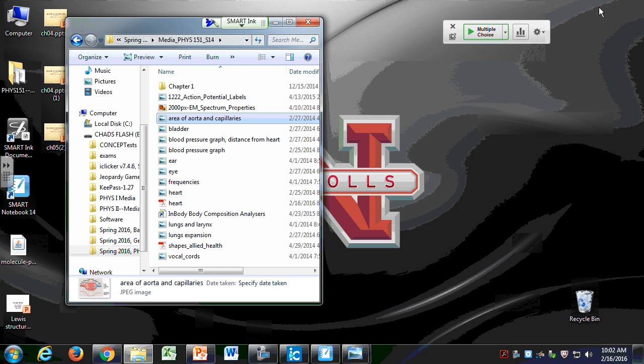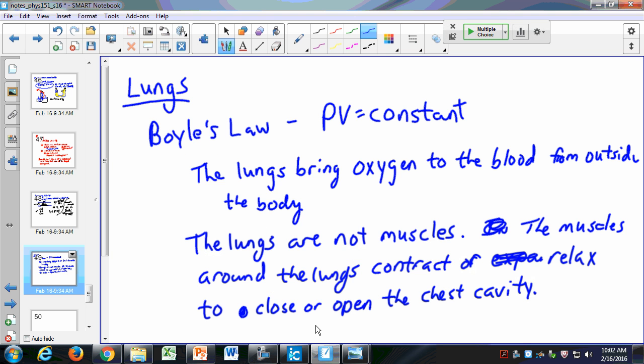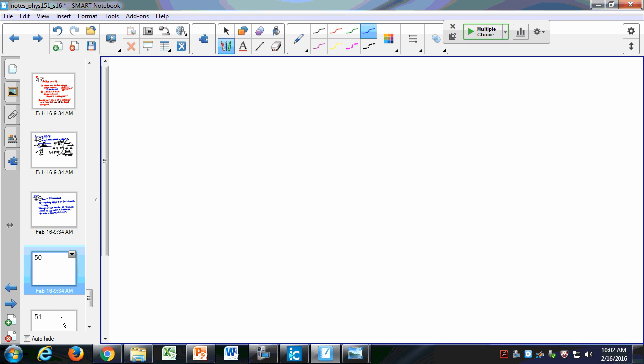There's a little section in your book about the iron lung. Just make sure you know how it works and how it applies to Boyle's law, that it changes the pressure inside the container where you are, and that allows you to breathe, or at least helps you to breathe. Okay, we're almost done. Let's do the eye and then the brain. We're done with this chapter.